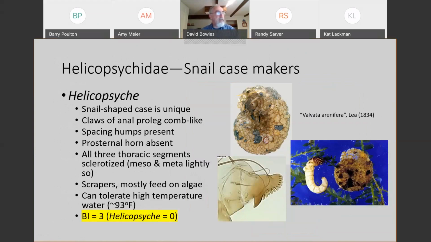And finally, we will leave you with the family Helicopsychidae. These are the snail case makers. They build a very unique case made out of sand grains, but it spirals somewhat like a snail. In fact, this is pretty funny.